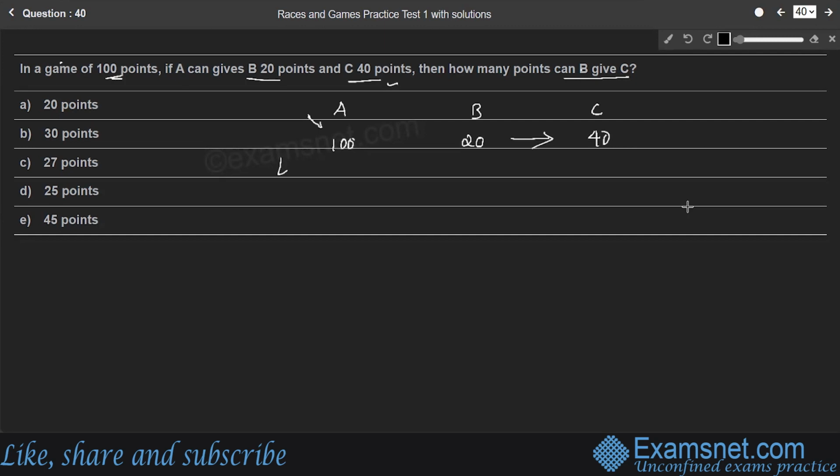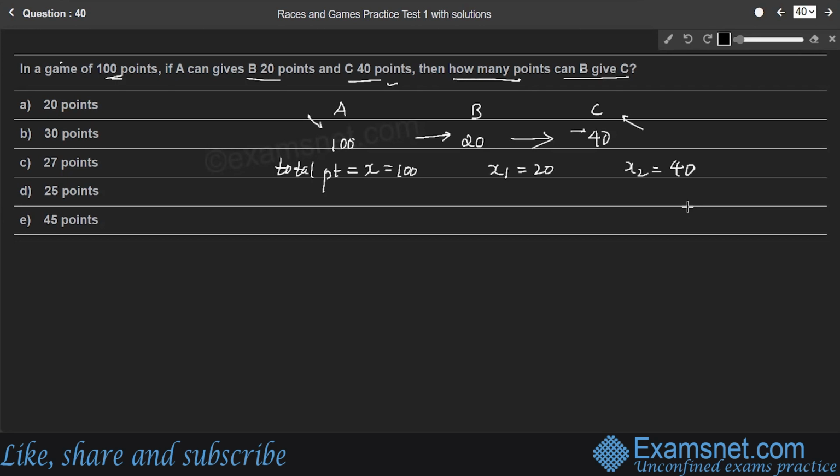For that, we'll consider total points in the game, which is equal to 100. We'll consider total points as X, which is equal to 100. In that, points given to B, the lesser one, is 20 points, so we'll consider it as X1. X1 is 20. Points given to C in the same game, we'll consider as X2. If it is in a different game, we'll consider y1 and y2. Since it is in the same game, the points are x1 and x2. Therefore, in the same game, how many points can B give C?